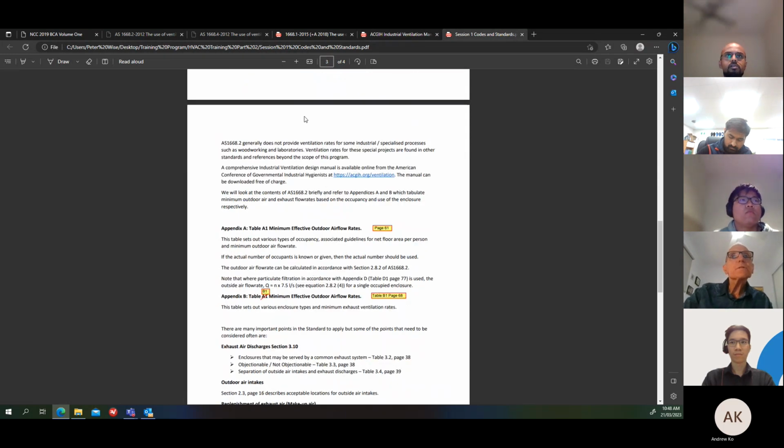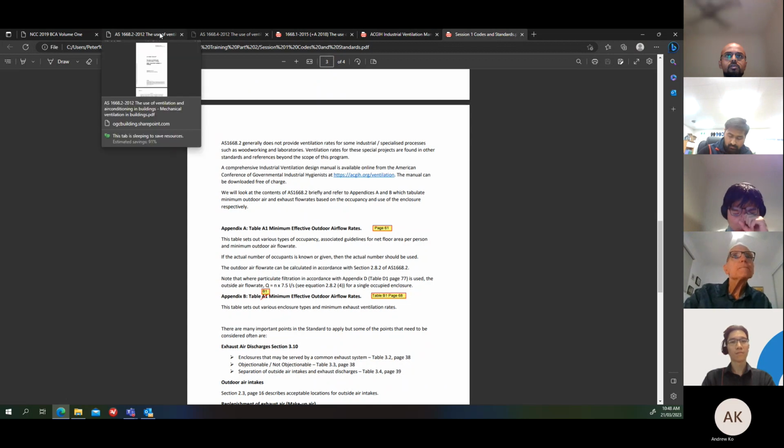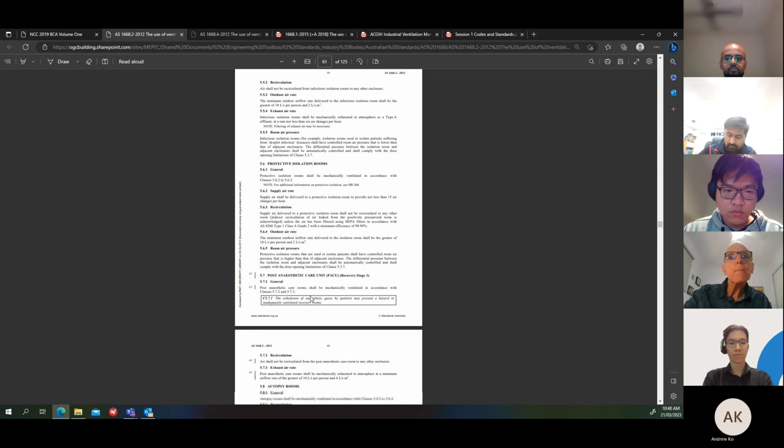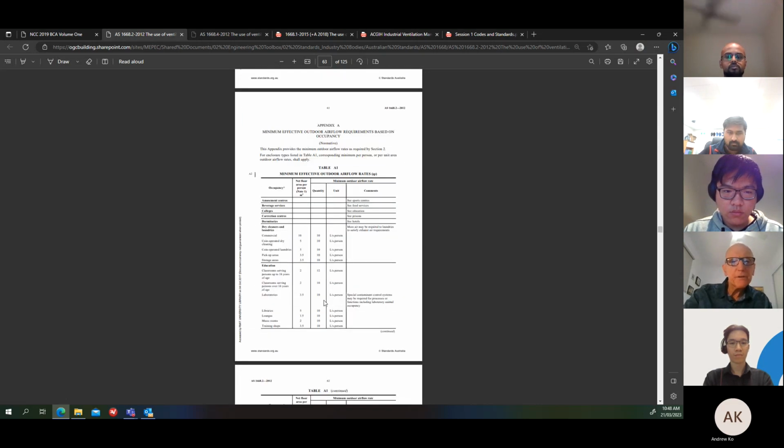So we'll just go to page 61. I'm sure you're probably familiar with these, so I'm not going to spend too much time on it, but these tables, I'm sure you've seen these. These set out outside air ventilation rates for different types of situations and buildings.